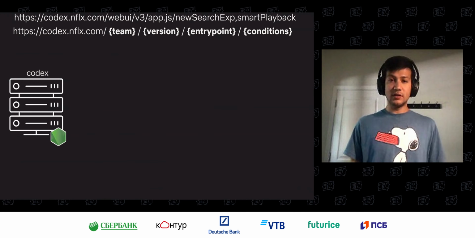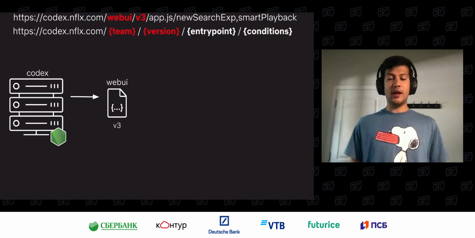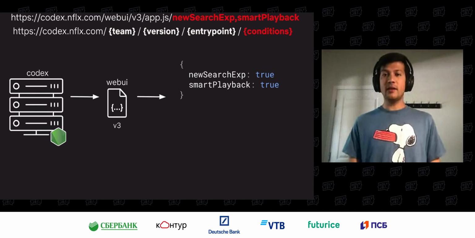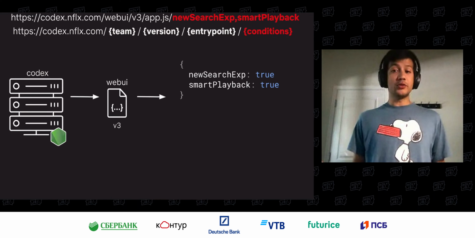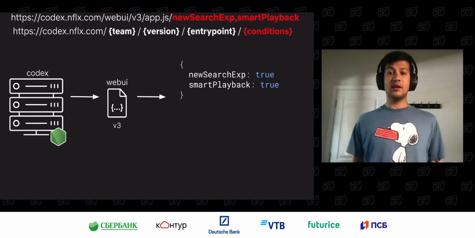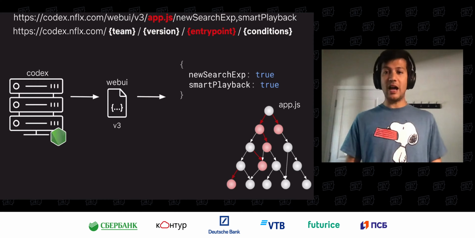So what happens on the server side? Our Codex gets this URL request, and what it does is it figures out this is web UI v3. Then it extracts these conditions and says, oh yeah, you are telling me that the new search experience has to be enabled and the smart playback has to be enabled. We store it in the bag of options, so our options actually now have these two values. Then we know the entry point as app.js, and we start traversing our conditional dependency graph from app.js.